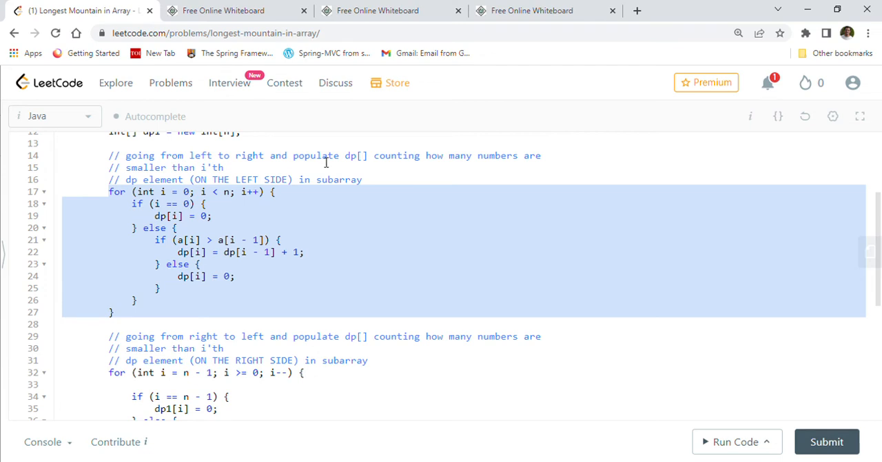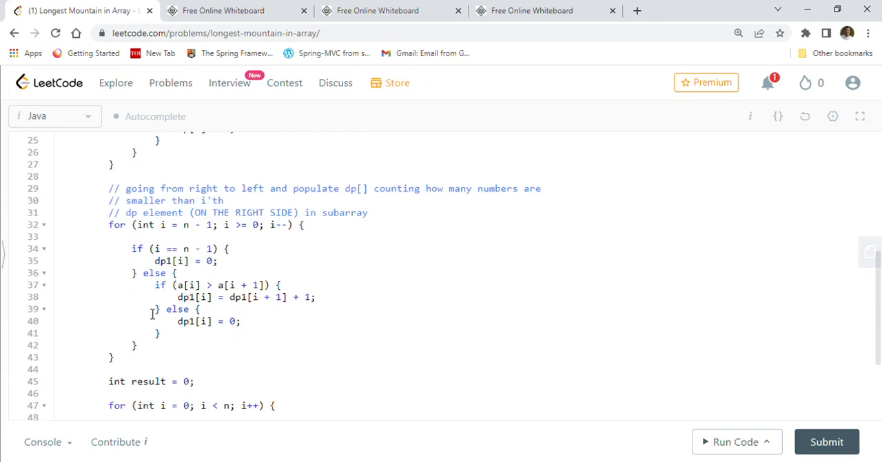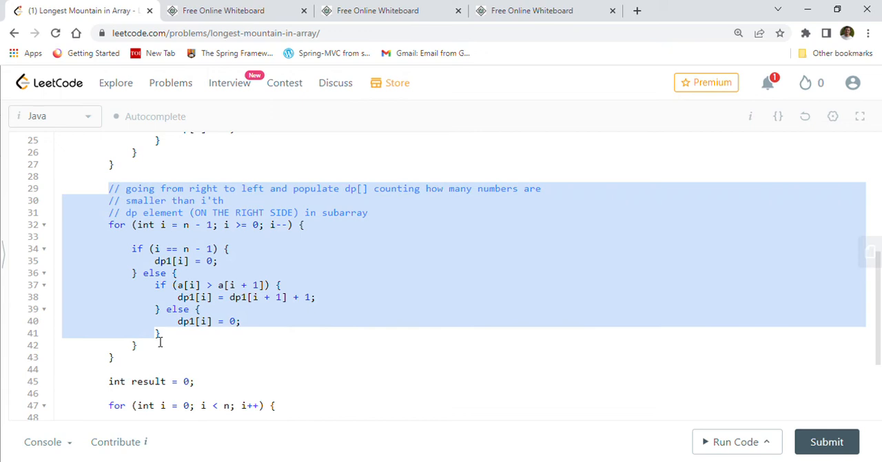And I just wrote in the comment what it does. So basically it's counting how many numbers are smaller than the ith dp element on the left side that can contribute into our mountain array, as I explained to you in the example. So we have populated our dp array now in this for loop. We will do one more for loop.